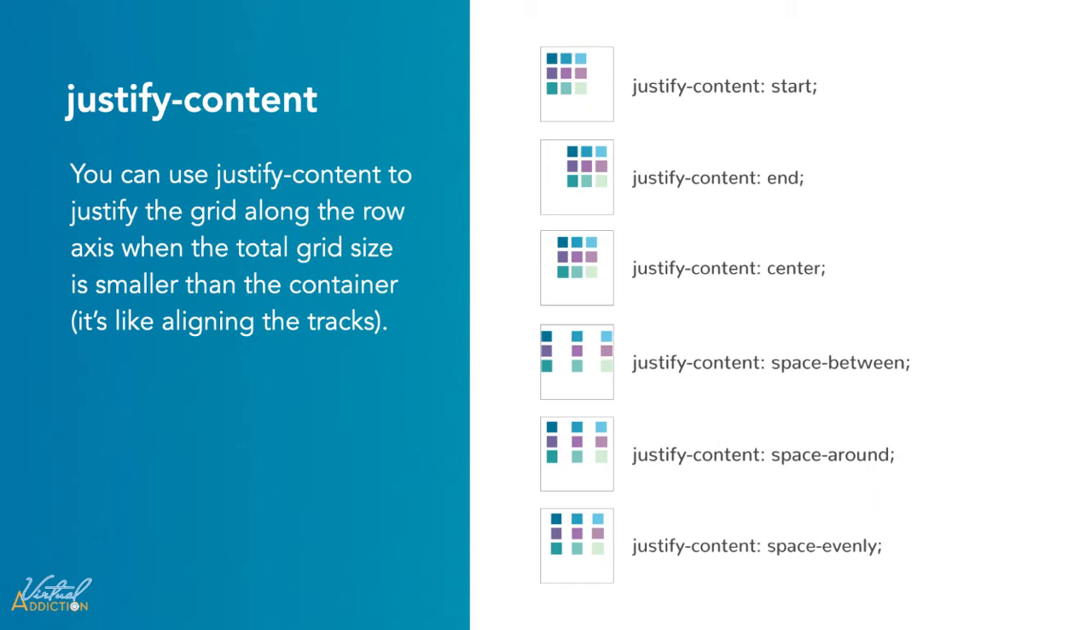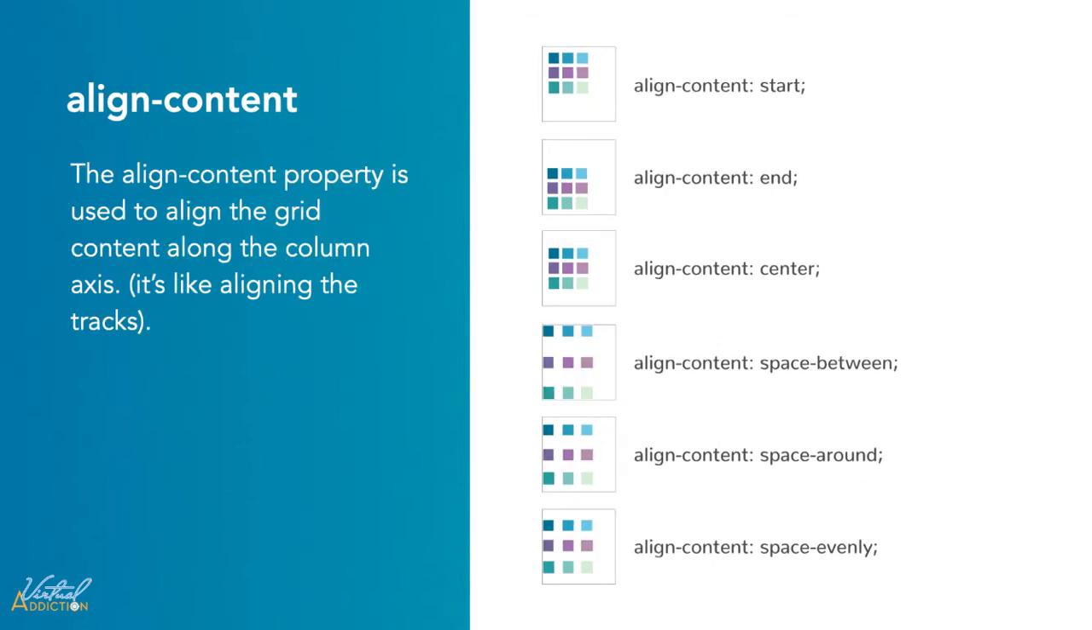You'll recognize some of these properties from working with flexbox. When the entire grid is smaller than the space for the grid container, we use justify-content to justify the grid along the row axes. You can use the following values: start, end, center, stretch, space-around, space-between, and space-evenly. The align-content property is used to align the grid content along the column axes. It's like aligning the tracks. The justify-content and align-content properties distribute extra space in the container. Let's take a look at how this affects actual web pages.